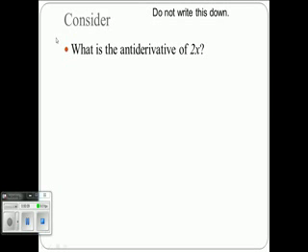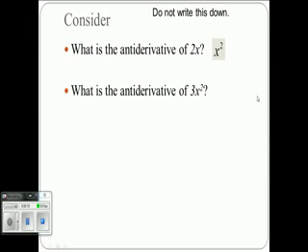First thing to consider is what is the antiderivative of 2x? Well, that would be x squared because the derivative of x squared is 2x. What about the antiderivative of 3x squared? That would be x cubed because the derivative of x cubed is 3x squared.